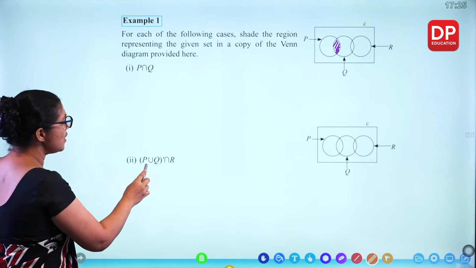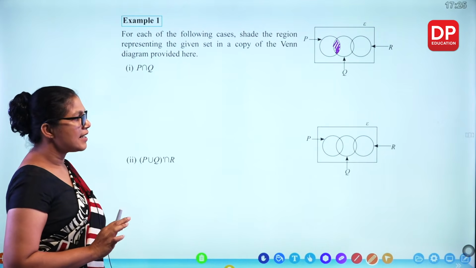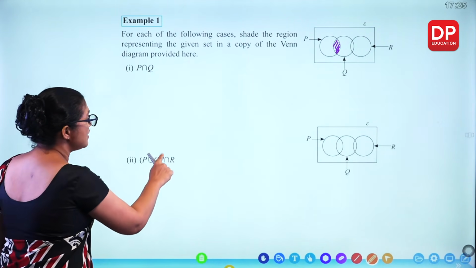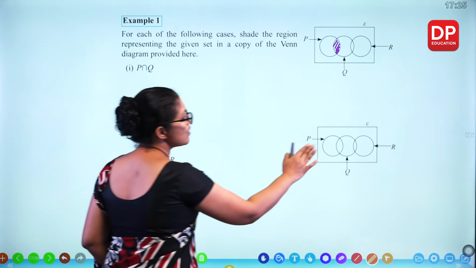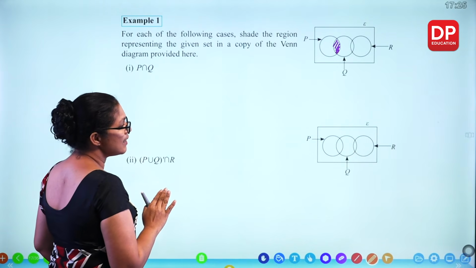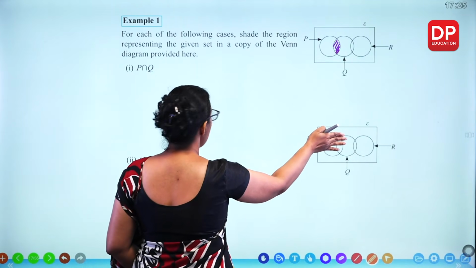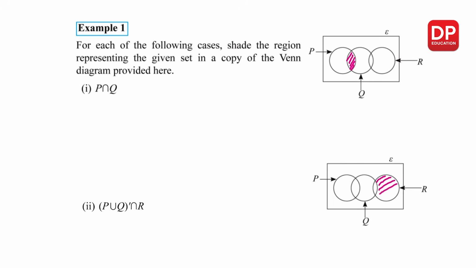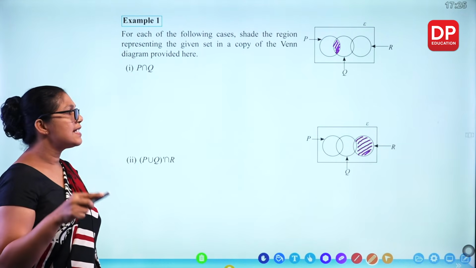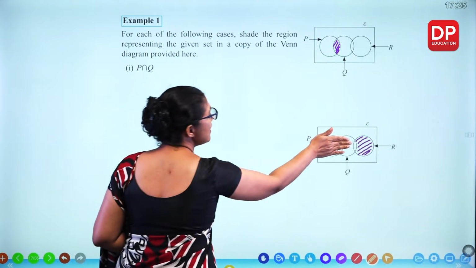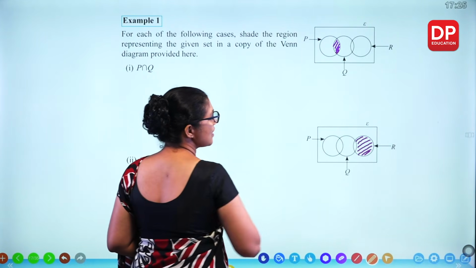Then this one, P union Q dash. P union Q means everything in P or Q. Dash means outside. So here you have to take the P circle and the Q circle, cover it, and then intersect with R. So what's the region? This region. If you can't figure it out, you can put A, B, C, D, E, and color the region. When you practice, you can easily get the correct region.